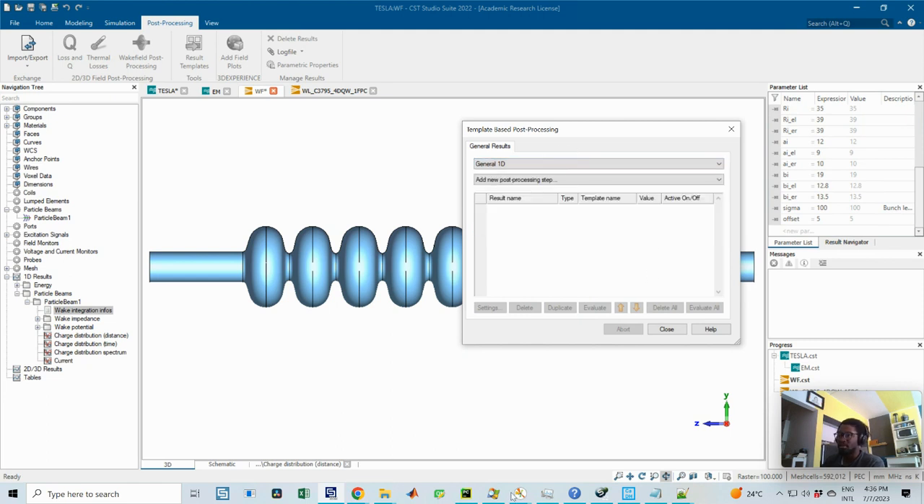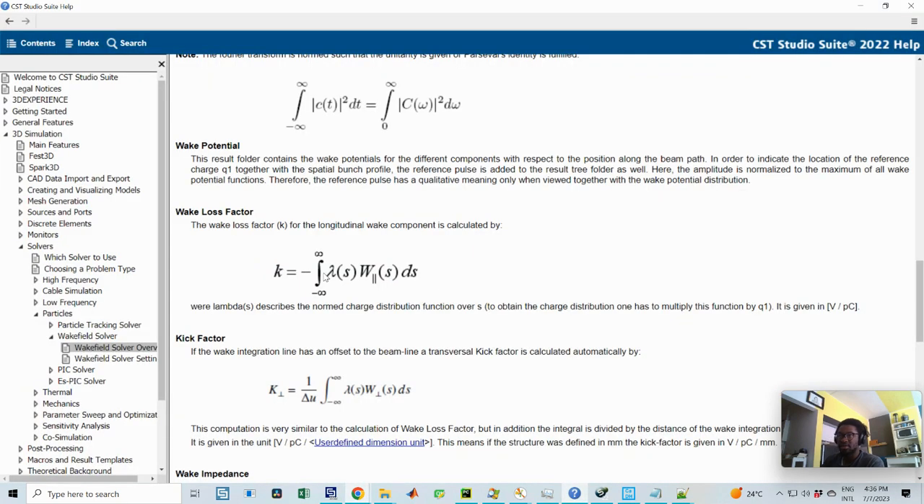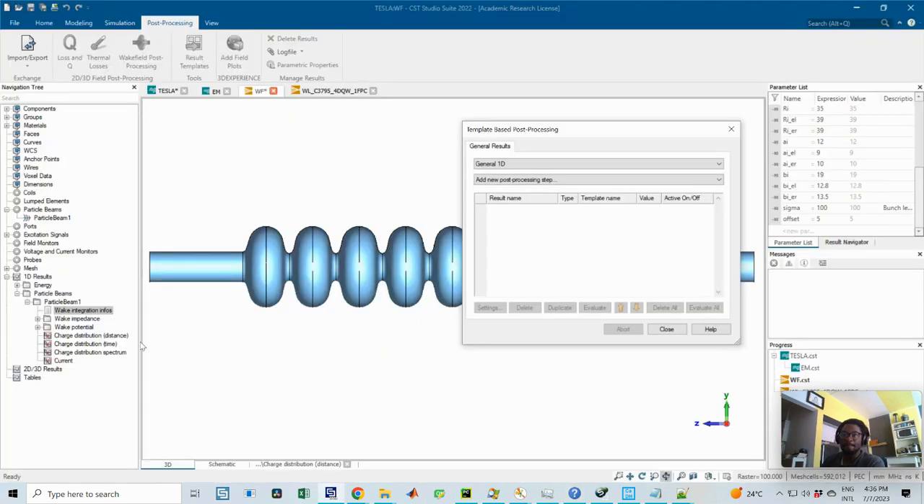So first we want to get this product: your charge distribution as a function of distance multiplied by your wake potential as a function of distance. This is the S parameter. If you go to CST, you have your charge distribution distance and then you have your wake potential distance. So first I'll be solving for the loss factor.